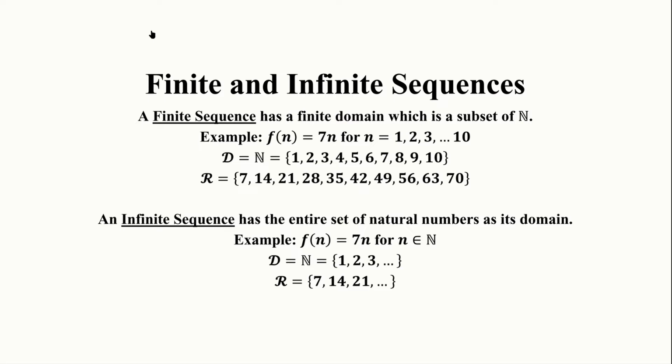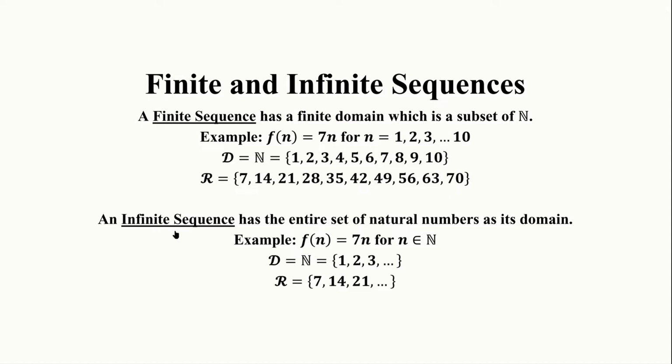Sequences may be finite or infinite. A finite sequence has a finite domain, which is a subset of N, the set of natural numbers. For example, if I define f of n to be 7n for n being values 1 through 10, then the domain is just the natural numbers 1, 2, 3, 4, 5, 6, 7, 8, 9, 10, and the range is these multiples of 7, which start at 7 and end at 70.